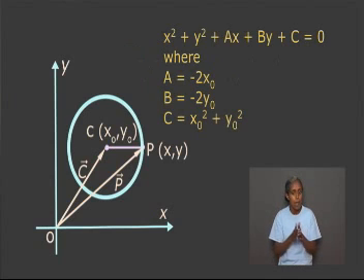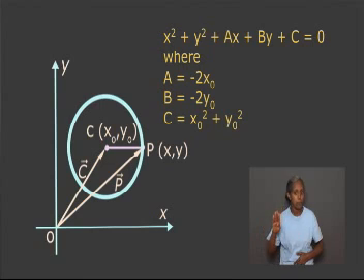By expanding and rearranging the terms, the standard equation of a circle may be expressed this way, where A equals negative 2x sub 0 and B equals negative 2y sub 0 and C equals x sub 0 squared plus y sub 0 squared, then x squared plus y squared plus ax plus by plus c equals 0.